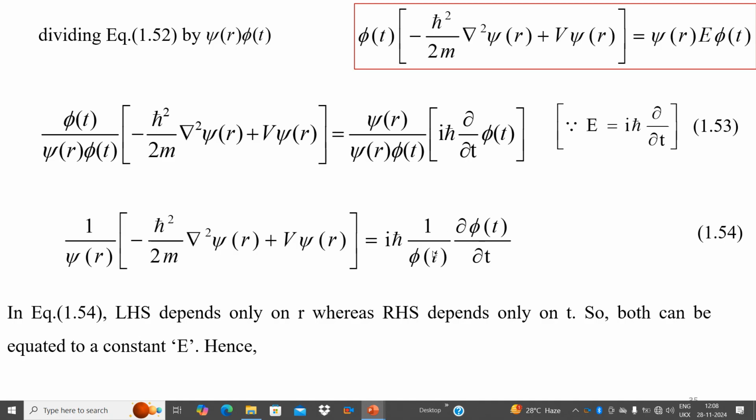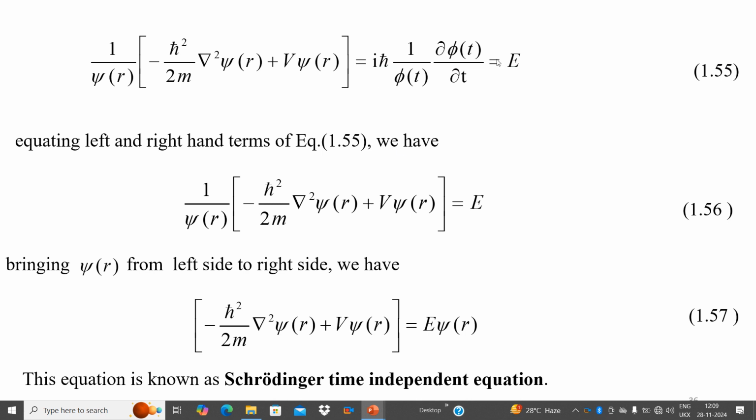Now look at equation 1.54. The left hand side depends only on r, whereas the right hand side depends only on t. So both can be equated to some constant E. So this equation becomes exactly this, which is equal to E. Now equating left and right hand side, we can equate these two as equal to E, and this also can be equated to E, and we will get equation 1.56.